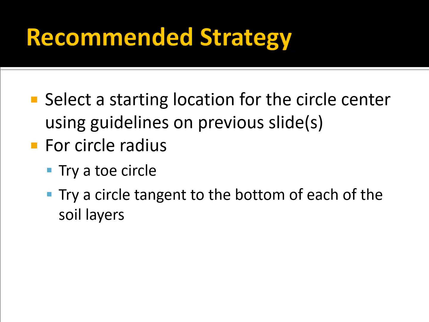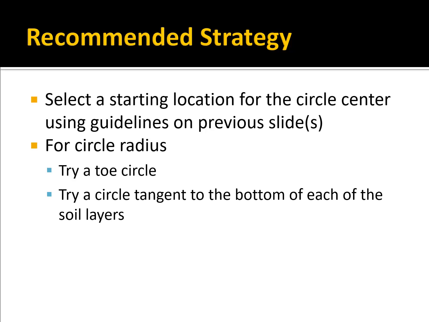So, recommended strategy: pick the location of your circle using the guidelines from the previous slides. For the radius of the circle, try a toe circle. A toe circle is a circle that passes just through the toe of the slope, and sometimes that's the critical circle. But if you don't do a search with a circle starting at that location, it may not happen to find it. So it's often a good idea to explicitly try that.